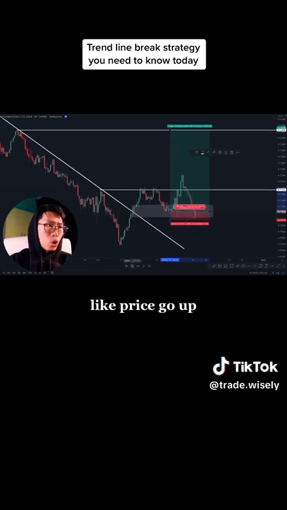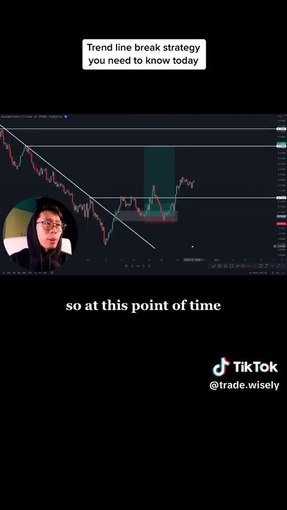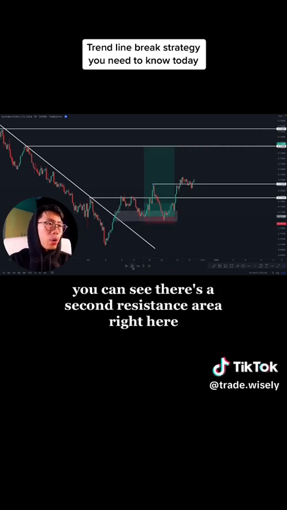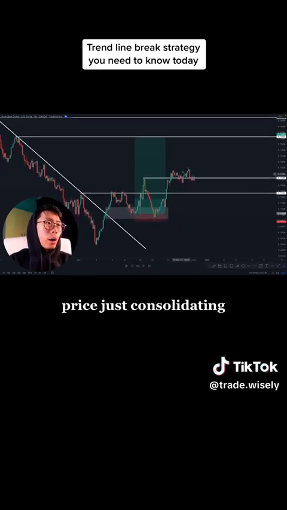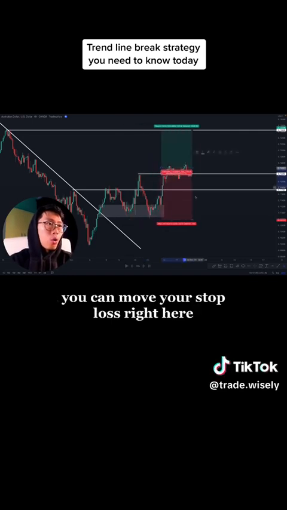Okay, you can see price go up, come back down to this area to retest it, and then go up. So at this point in time, you can draw a second resistance area right here. You can see there's a second resistance area right here, and you can see price just consolidating at this area here. At this point in time, what you can do is move your stop loss, right? You can move your stop loss right here.